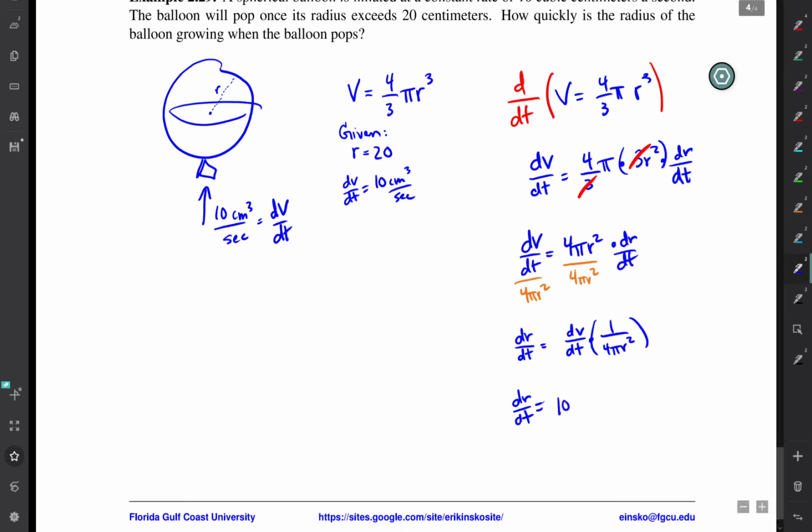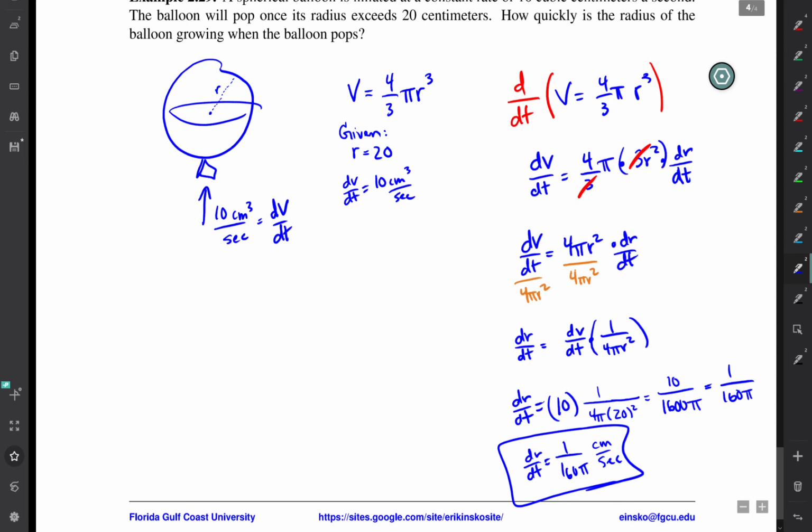So dV/dt is 10. That'll be cubic centimeters per second, and then I have that 1/(4 pi), and then r is 20 centimeters, and we're squaring that. So that is 10/(1600 pi), which would be 1/(160 pi). So the radius is increasing at a rate of 1/(160 pi) centimeters a second.